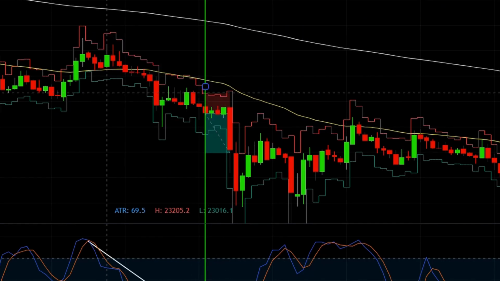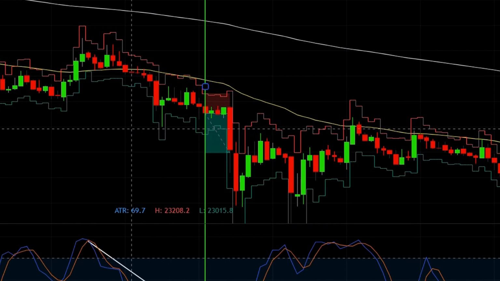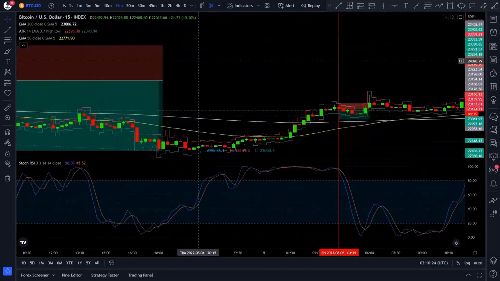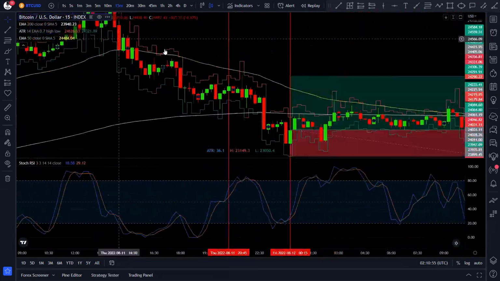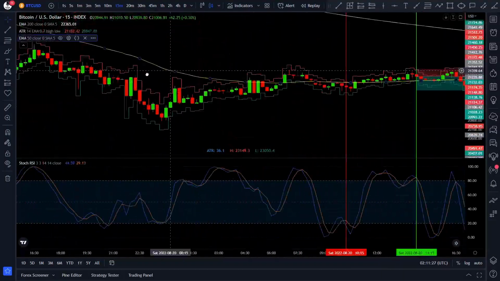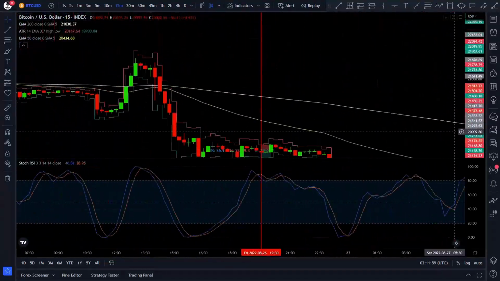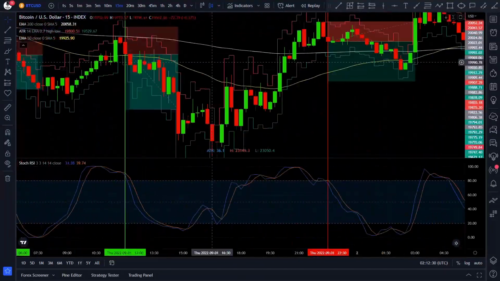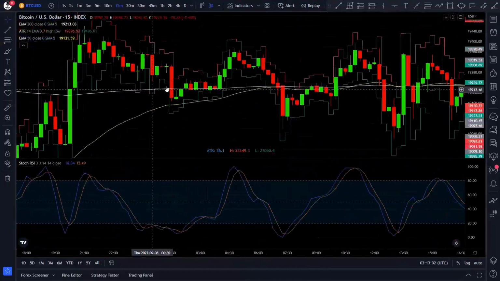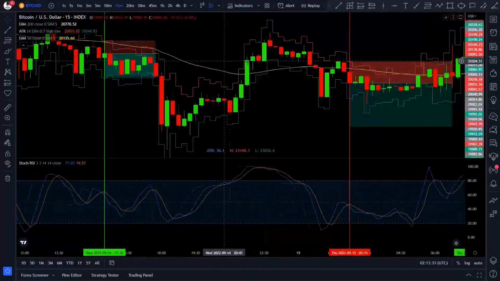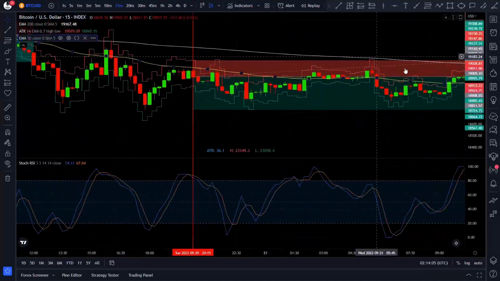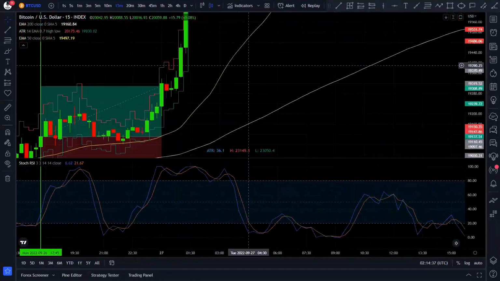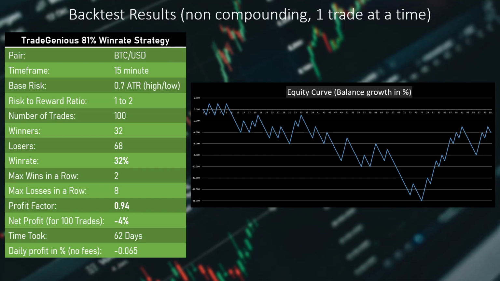Of course, these examples were just cherry-picked, so now let's see the 100 trade backtest and then the results. And the results are in.